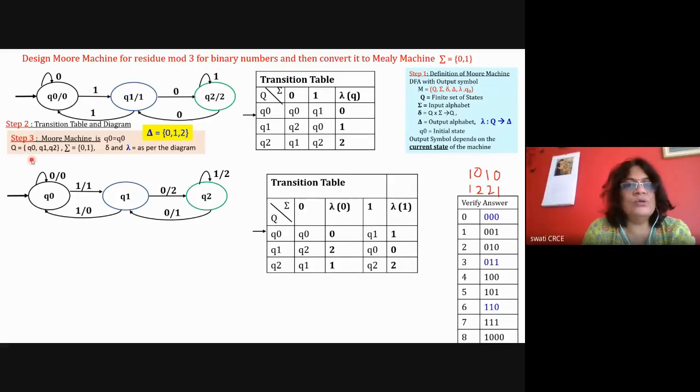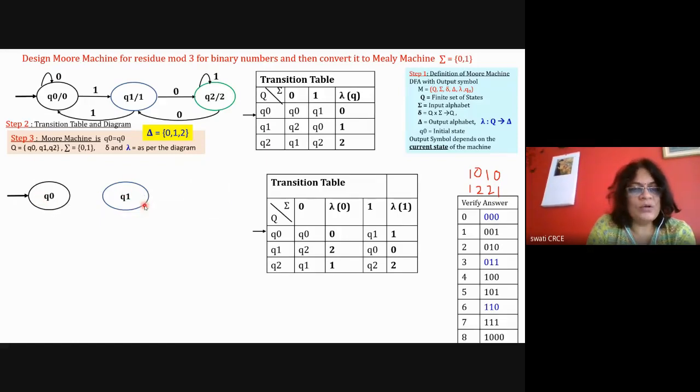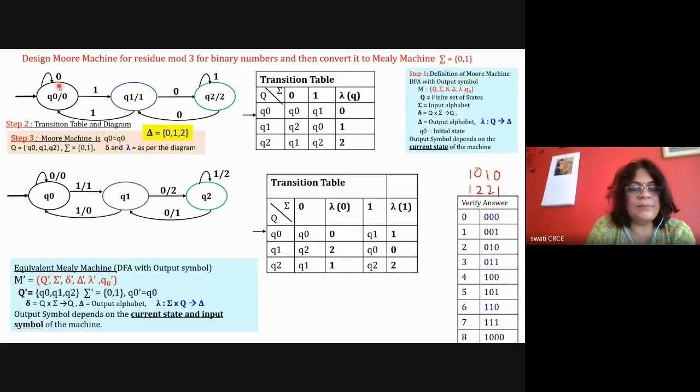Mechanically, you can do the conversion from Moore to Mealy machine. Just draw the three states as they are, and then go on drawing the transitions where you remove the output symbol of the states and write it after the input symbol for the incoming transition. You don't consider the outgoing transition, only the incoming transition. 0 by 0, 1 by 1, like this you write it and complete the diagram.